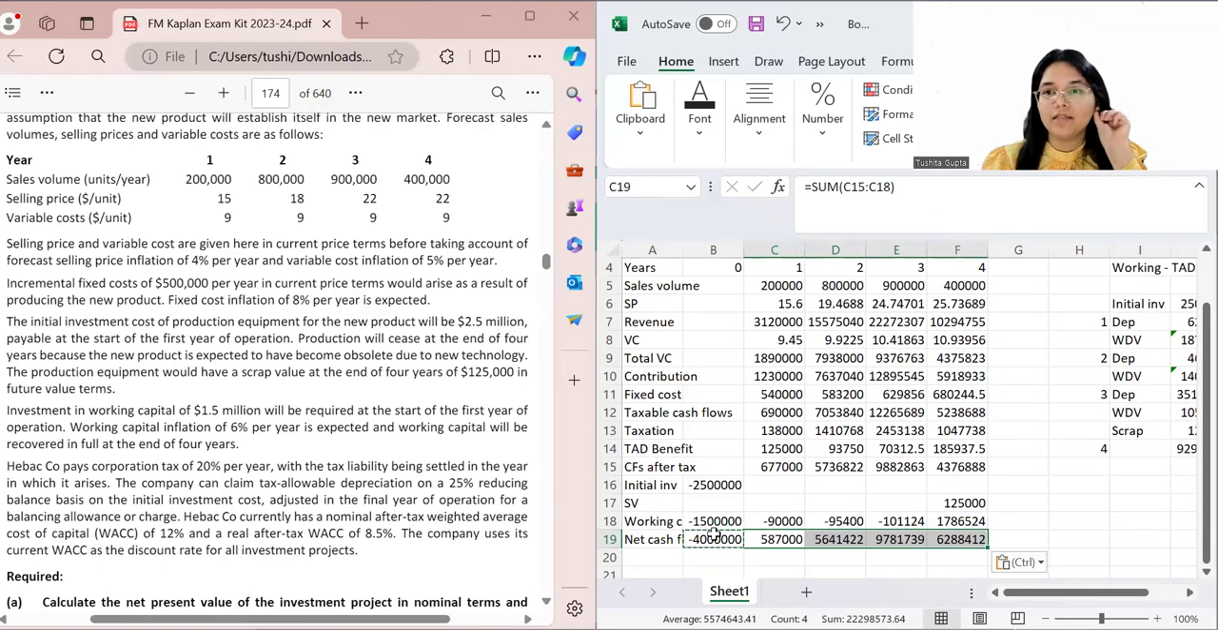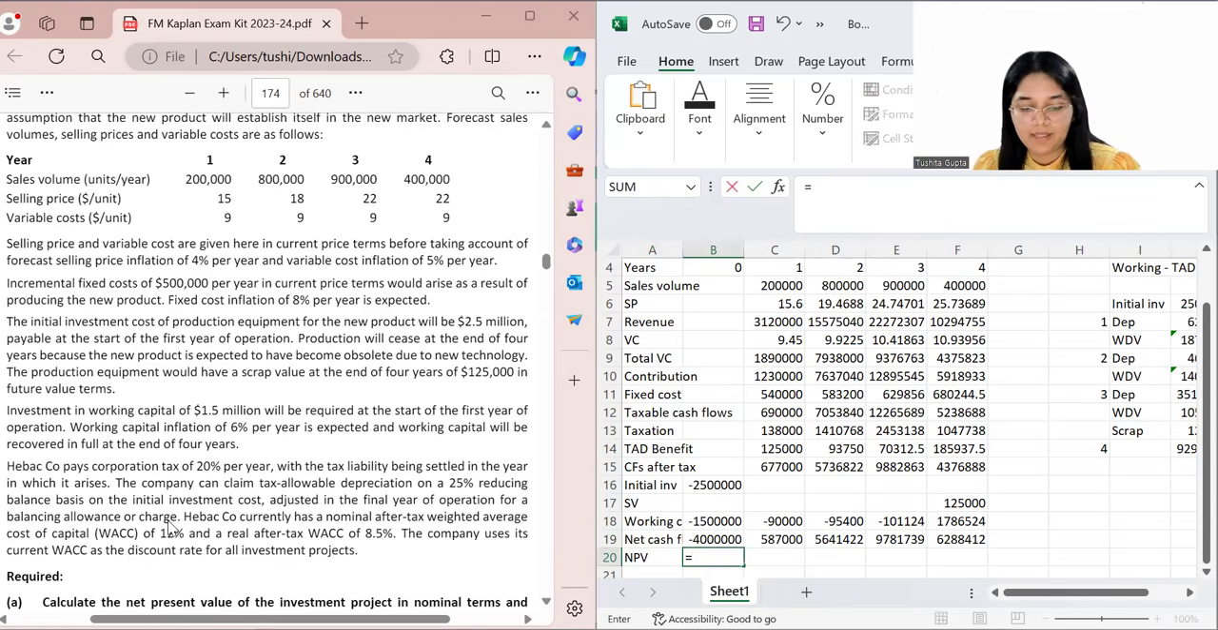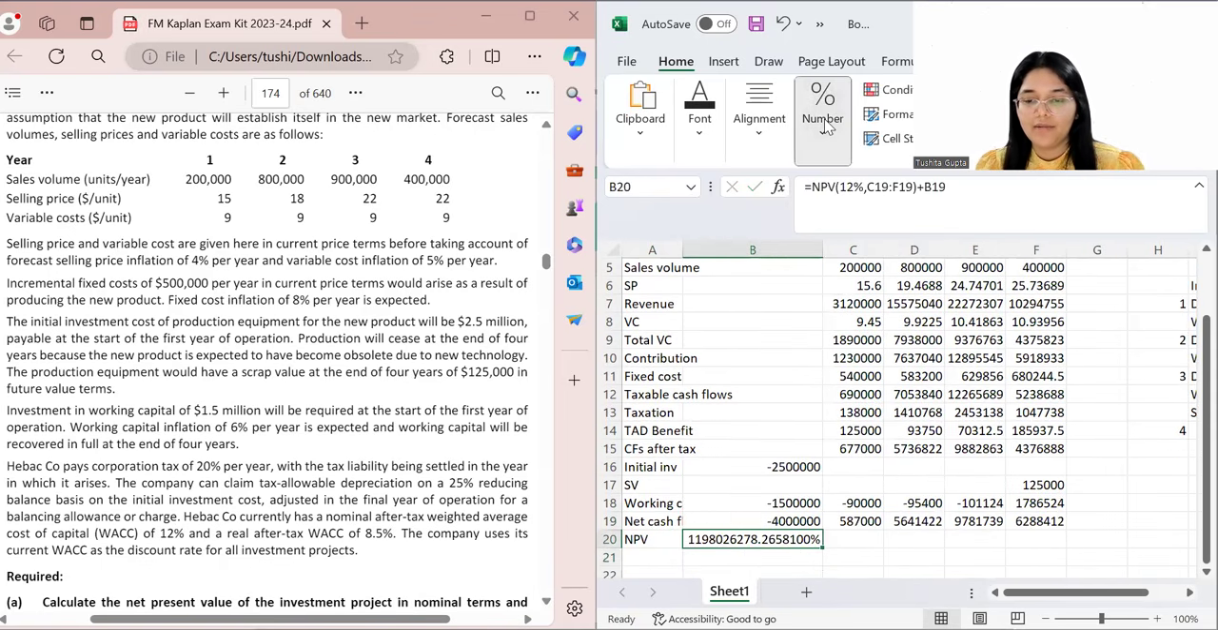I have copy pasted the formula to the remainder of the cells as well. Now, what's the next thing that I have to do? The next thing that I have to do is simply work out the NPV. The discount rate I already have as 12% over here. So equals NPV. I choose my discount rate at 12%. Then I select my values starting from year 1 to 4. And then I manually subtract my initial investment. So with this, I have my NPV.